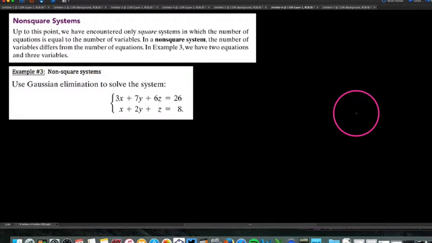Okay, YouTube, this is my third video in my module on inconsistent or consistent dependent systems, in which we're going to continue to focus on systems that have infinitely many solutions, but also focusing on systems that we refer to as non-square systems. Up until this point, we've encountered only square systems, and essentially a square system is a system in which the number of equations is equal to the number of variables. In a non-square system, the number of variables differs from the number of equations.